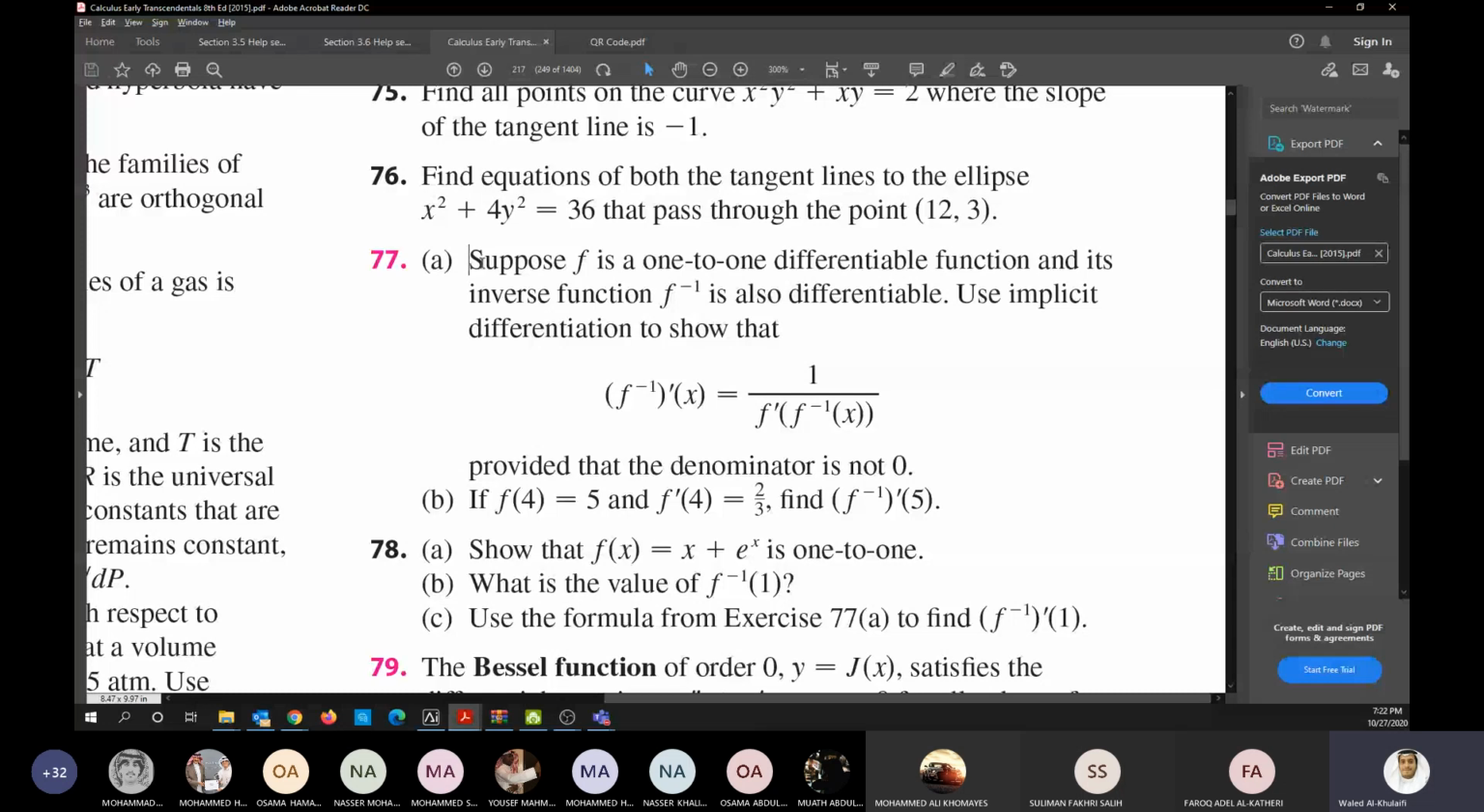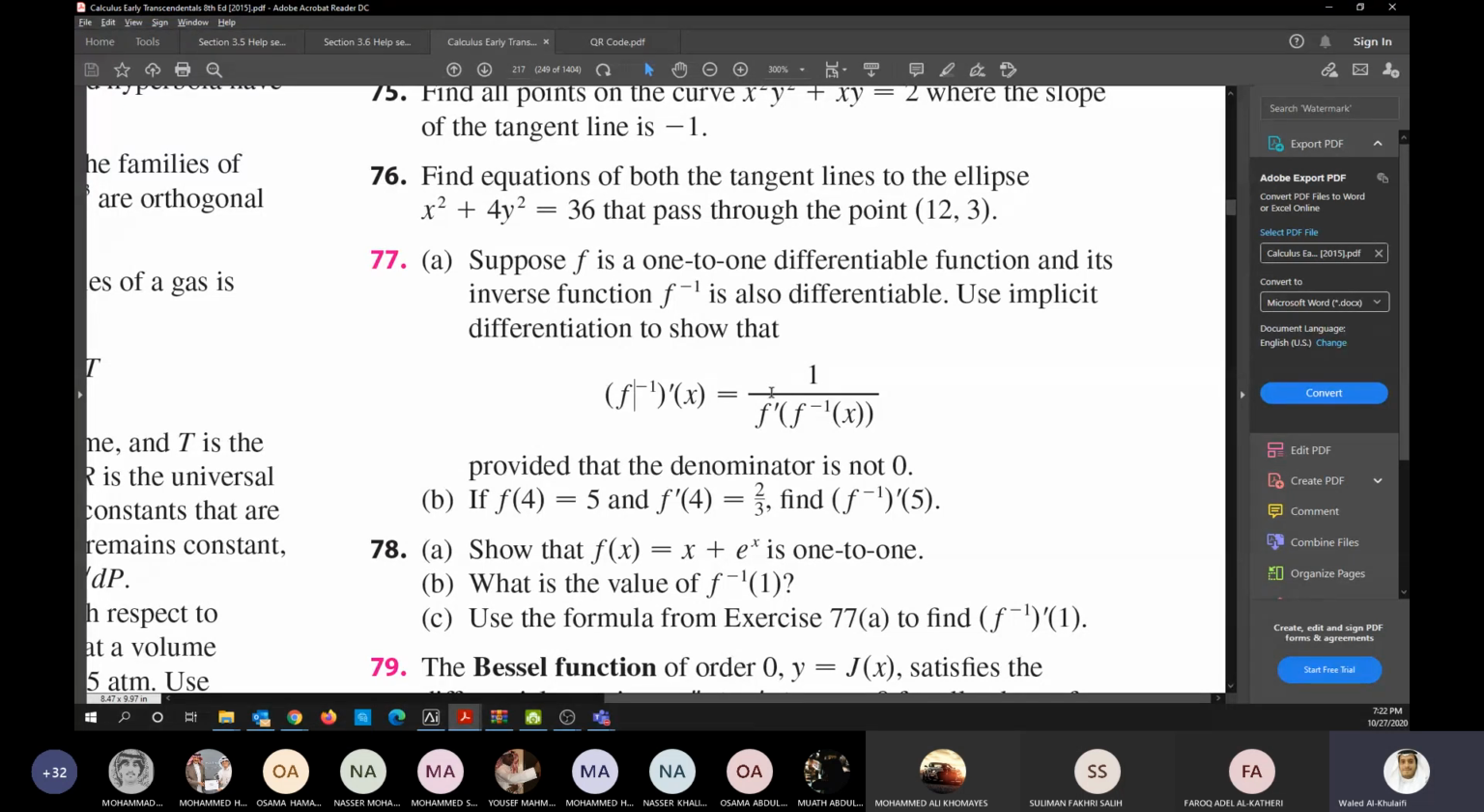So it says this: if you have a 1-to-1 differentiable function and its inverse is also differentiable, we can use the formula that the derivative of the inverse of f is equal to 1 over f prime evaluated at f inverse of x. This is the rule, provided that the denominator is not 0. You should make sure that the denominator is not equal to 0. So we need to solve this one related to this idea.